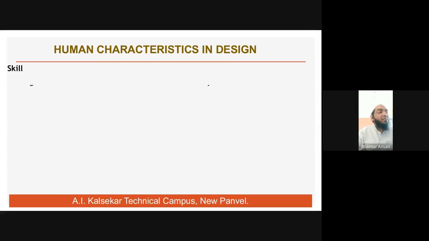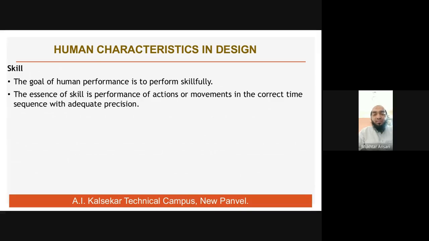Then coming to the next one, that is skill. A designer should have skills. Skills in the sense all those skills which are required to interact with any object, whatever is needed, whatever is required, all those skills are needed in order to design any product, any model. So the goal of human performance is to perform skillfully. If somebody has skill, then he can perform; if not, he cannot perform.